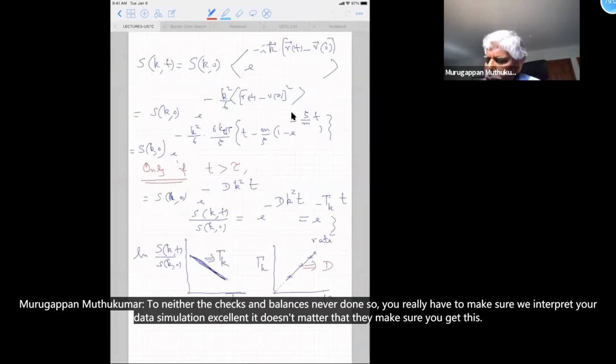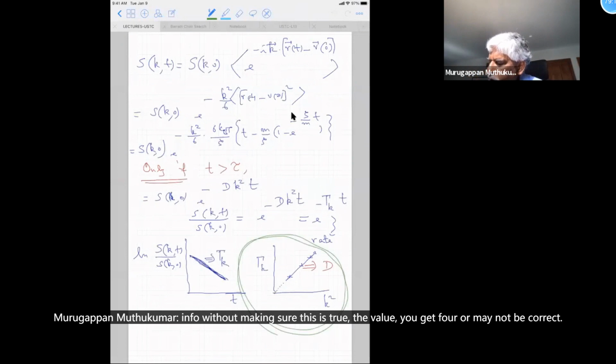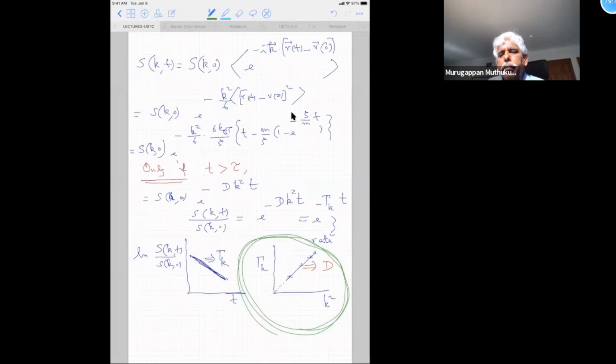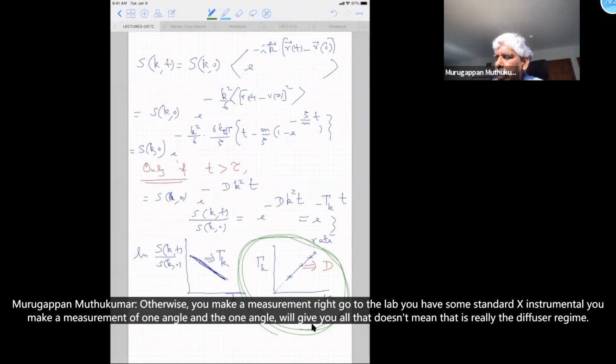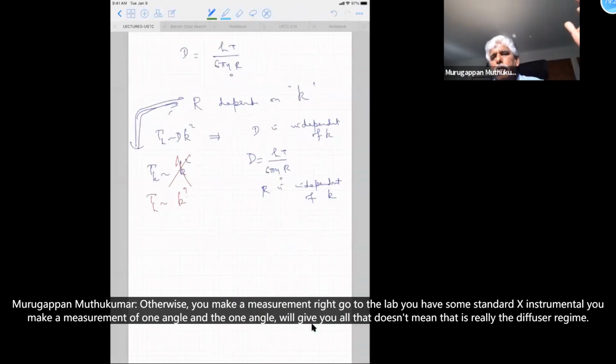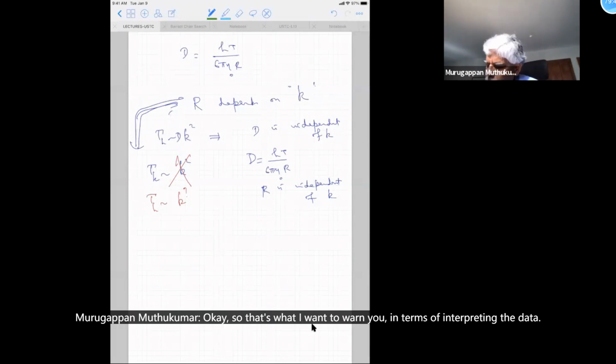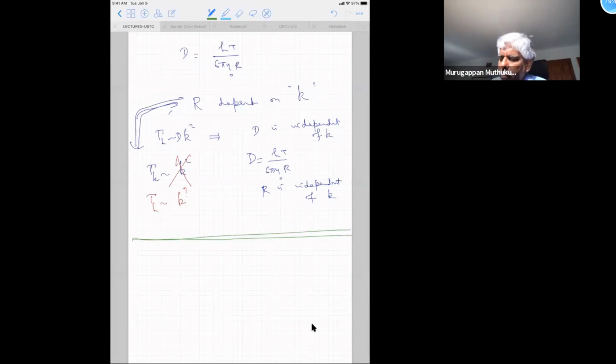When you interpret your data, simulation, experiments, it doesn't matter, you have to make sure you get this. Without making sure this is true, the value you get for R may not be correct. So you have to make measurements at multiple angles and make sure this rate is proportional to k squared. Only then can you say something about R. Otherwise, you go to the lab, you have some standard instrument, you make a measurement at one angle, and that one angle will give you R. That doesn't mean that it's really in the diffusive regime. So that's what I want to warn you about in terms of interpreting the data.